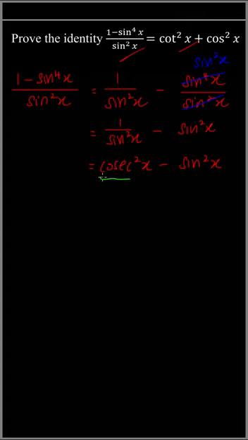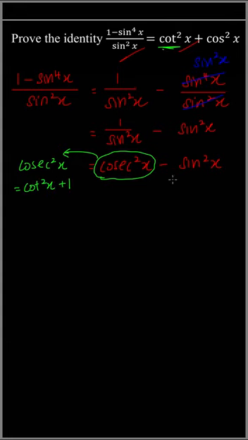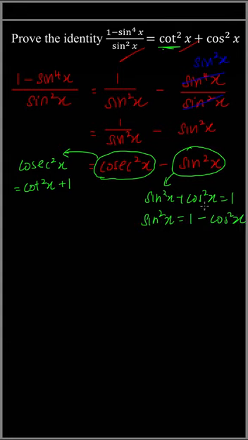Pay attention, on the cosecant squared x, we are allowed to change it into a different form, cotangent squared x plus 1, which is what the question wants. For the sine squared x, observe we can use sine squared x plus cosine squared x equals 1. Using this identity, we can change the sine squared x into... Using this identity, we can use 1 minus cosine squared x.